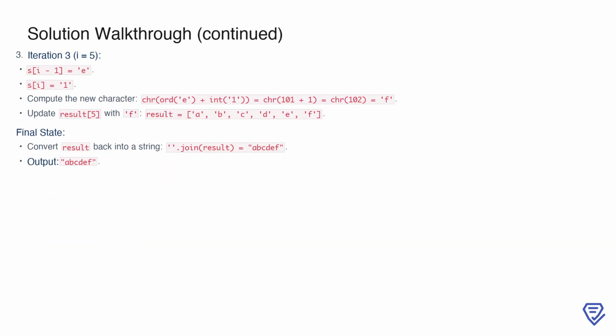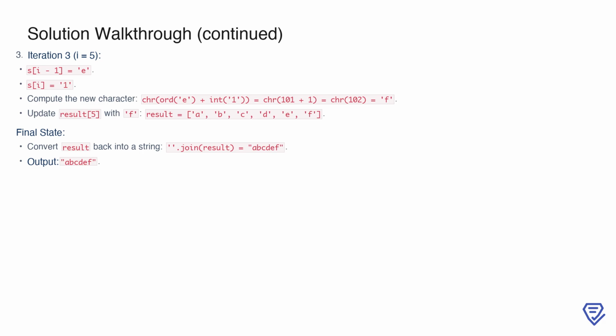In the third iteration, with i equals 5, the character before the digit is s[i-1] equals E, and the digit is s[i] equals 1. We follow the same process to calculate the new character, which is chr(ord('E') + int(1)) equals F. We then update result[5] with F, and the final state of the list becomes A, B, C, D, E, F.